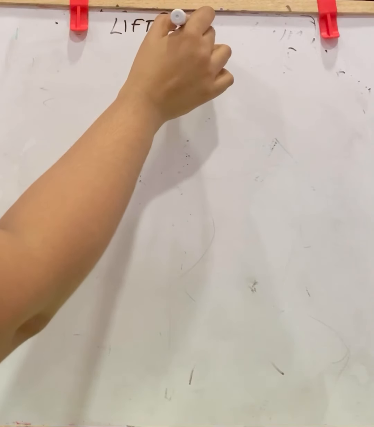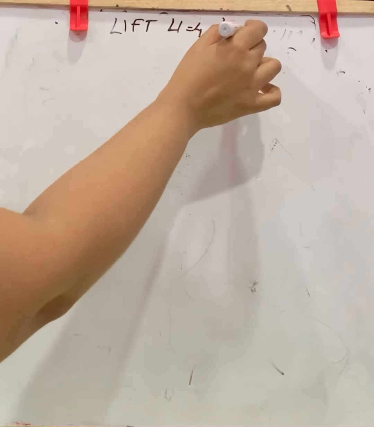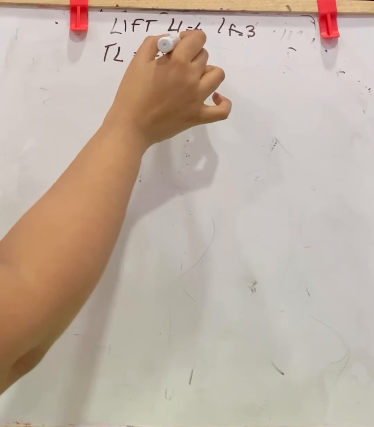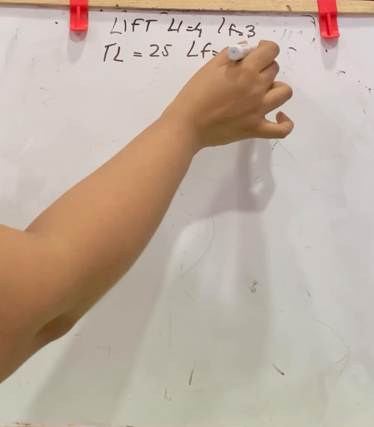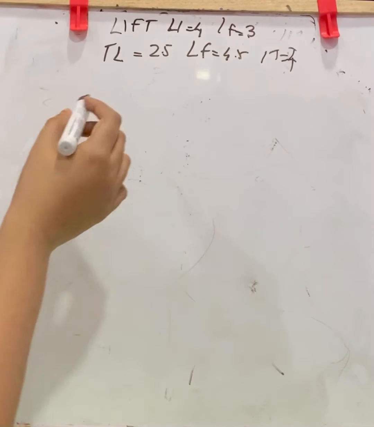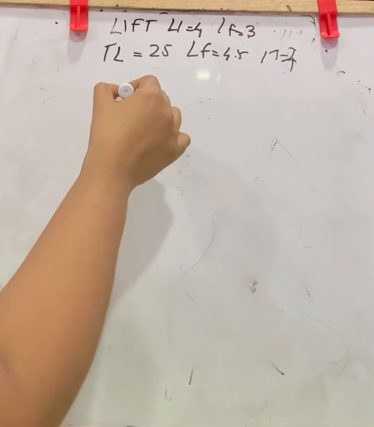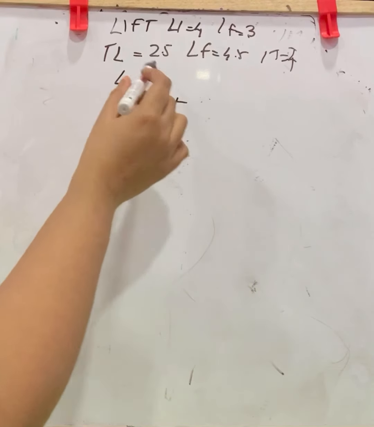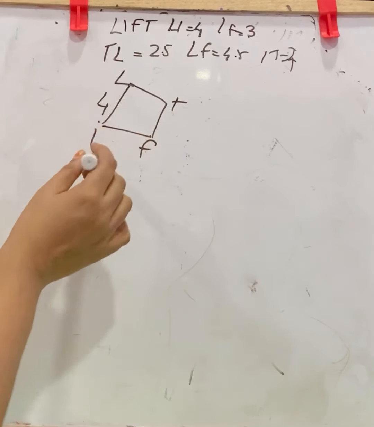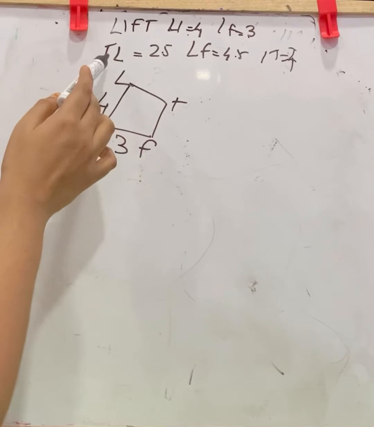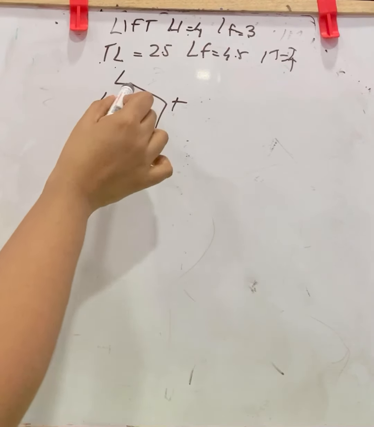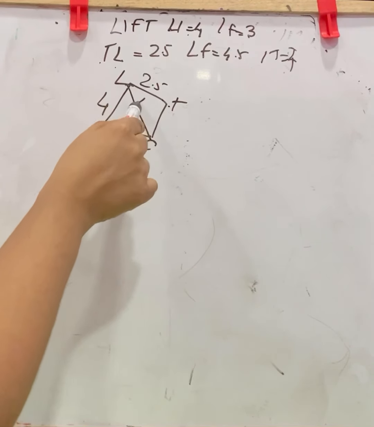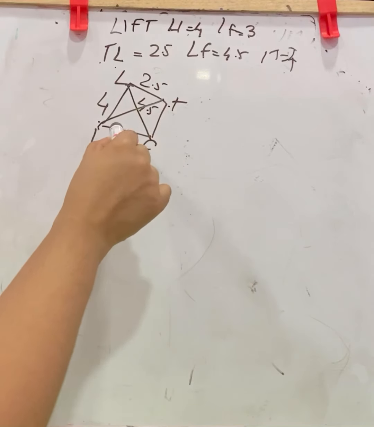where LI is 4 cm, IF equal to 3 cm, TL equal to 2.5 cm, LF is 4.5 and IT equal to 4 cm. Let us first draw a rough figure. LIFT is a quadrilateral. LI is 4 cm, IF is 3 cm, TL is this 2.5 cm, LF is 4.5 and IT is 4 cm.